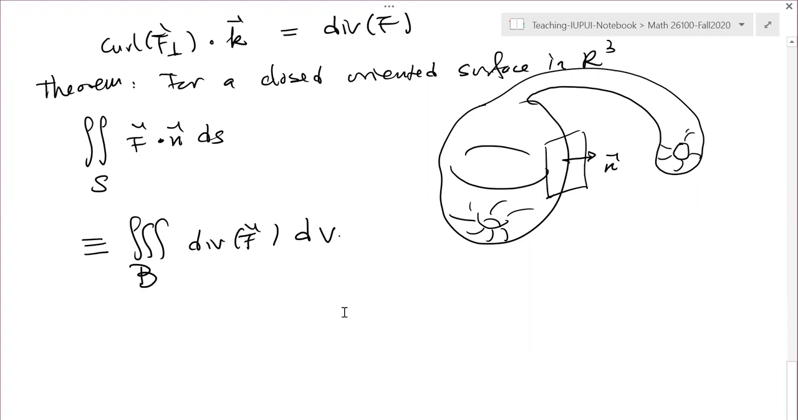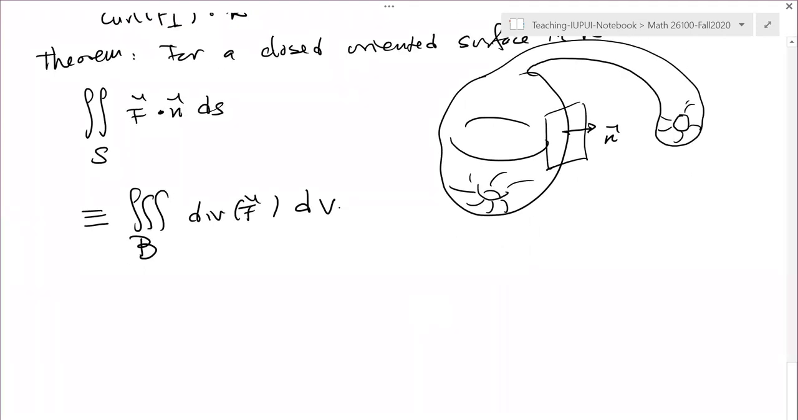If it's not a closed surface, for this surface integral, you may change it to a line integral, and that is Stokes' theorem, right? Compared to the divergence theorem, Stokes' theorem is not for the closed surface.